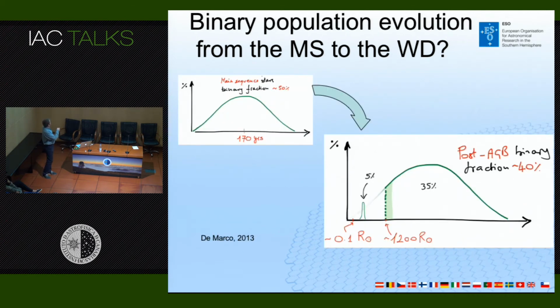So what you can see is that, going from there, for this main sequence binary fraction, what would we expect for post-AGB binaries? You would end up with systems which went through the common envelope phase, and the other ones which did not. And so, starting from 50%, you can estimate that you would end up with about 5% of systems that would go through the common envelope phase.